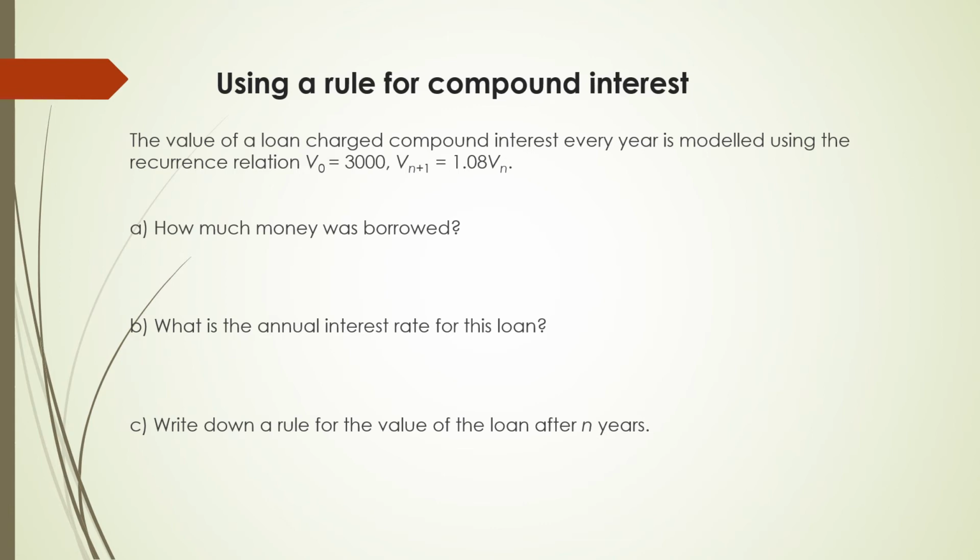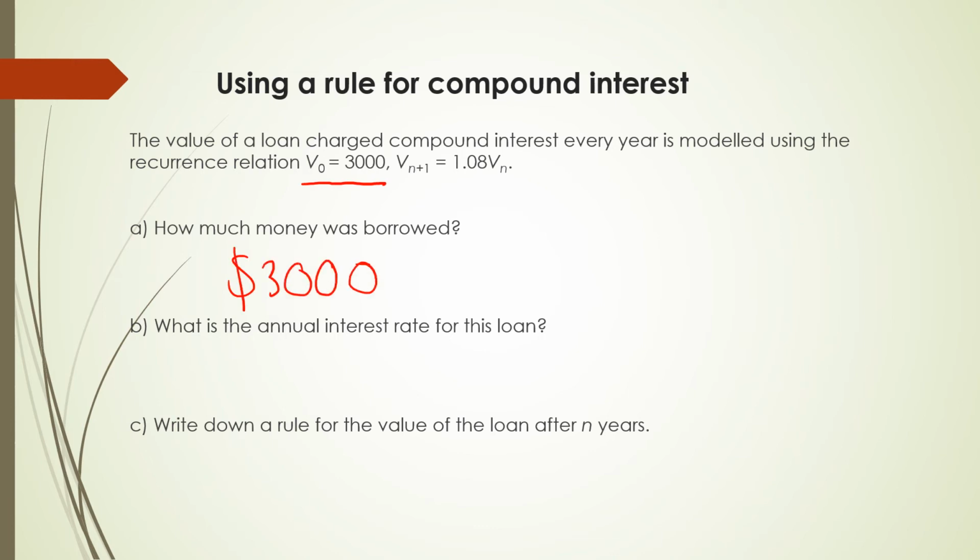All right, now that we've looked at recurrence relations, it's time to look at rules. Now, the way in which we'll do this is we'll firstly look at a recurrence relation and answer some questions, and then we're going to convert it into a rule. The value of a loan charged compound interest every year is modeled using the recurrence relation V0 equals 3,000, Vn plus 1 equals 1.08 Vn. First question is how much money was borrowed? Well, that's just the initial amount, so therefore $3,000.